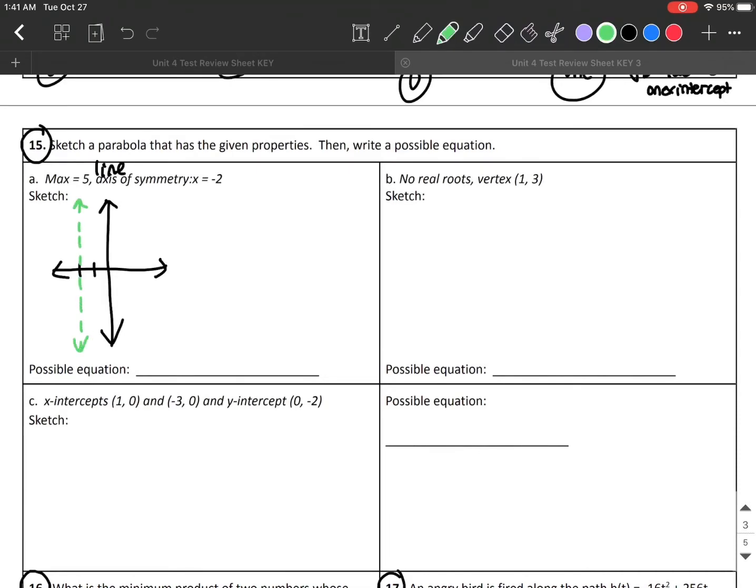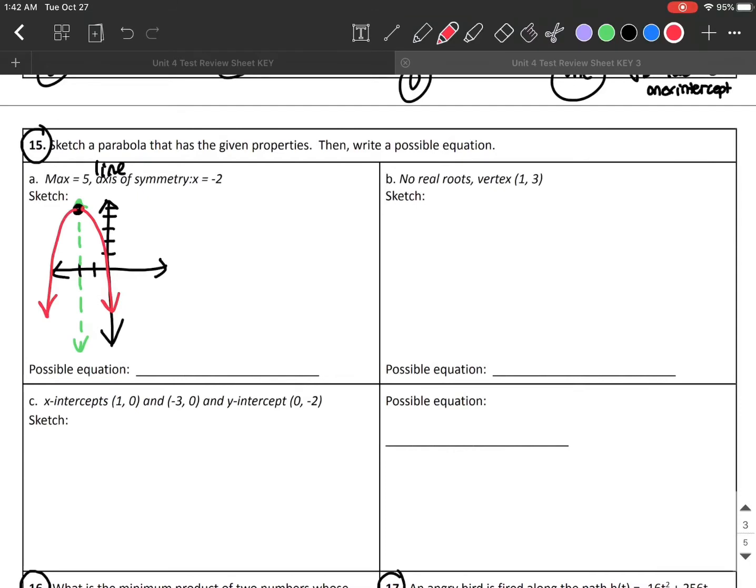So that's my line of symmetry. I want a max of 5, so I want 2, 3, 4, 5. I'm going to be right here, and I'll be going downwards because I want a max.